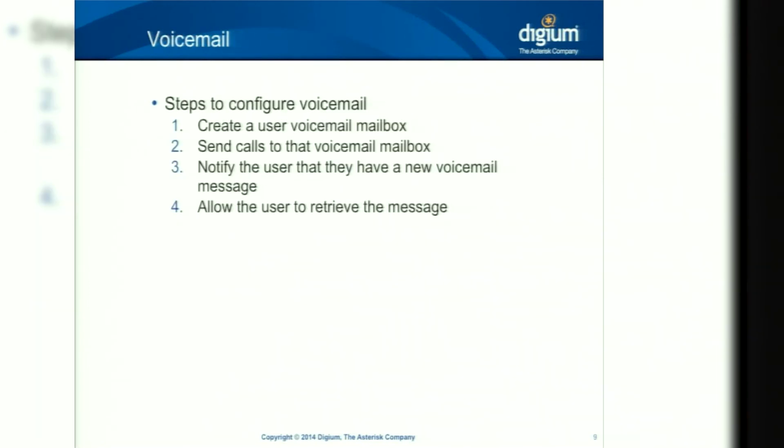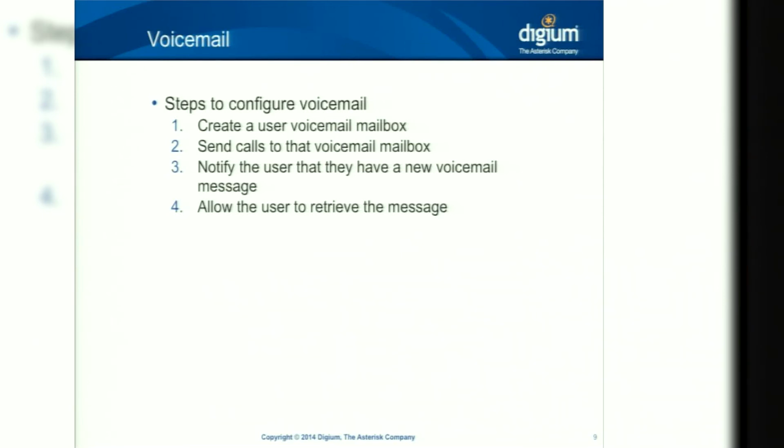So voicemail. We have 4 steps to configure voicemail. Again, step 1, create the mailbox. You have to store it somewhere. Send calls to the mailbox. An empty mailbox can't be checked, really. I mean, you can check it, there's nothing there. Notify the user. In other words, make the little red blinky light blink on their phone. This is message waiting indicator, or MWI is what we refer to that as. Finally, we need to give the user some mechanism to retrieve their voicemail or retrieve their message.